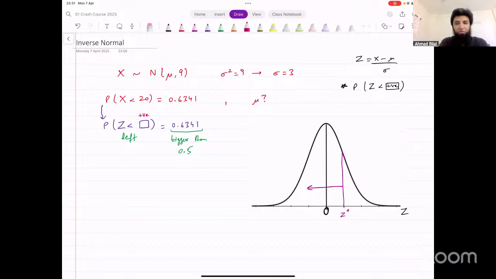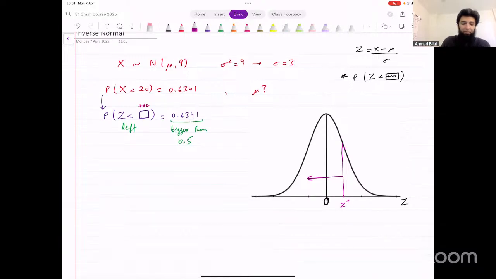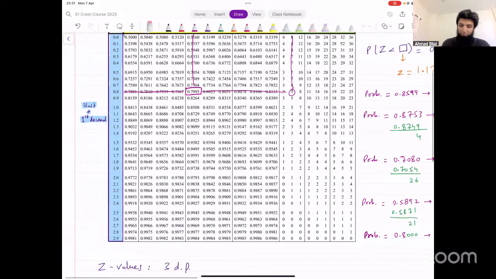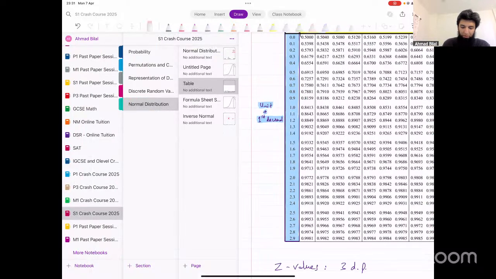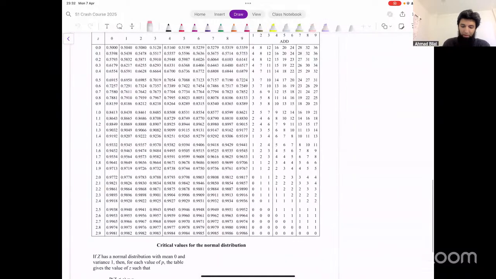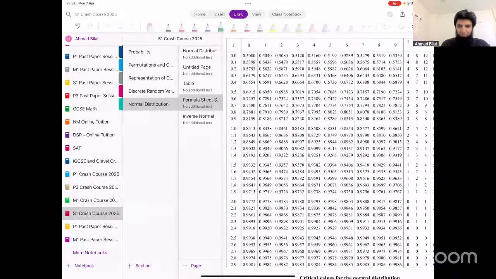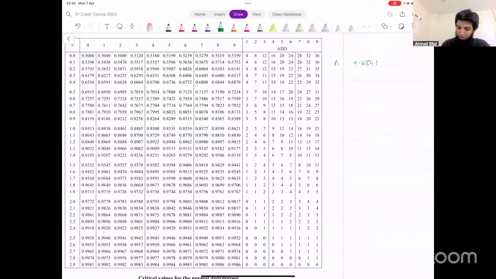If this is positive, then it is the standard form. We can just go to the table and find the z value corresponding to this probability. 0.6341 is the probability. Let's go to the table. Let me write that on the side, 0.6341. I'll go to the other table. The probability is 0.6341. Corresponding to this probability, can you find the z-value?